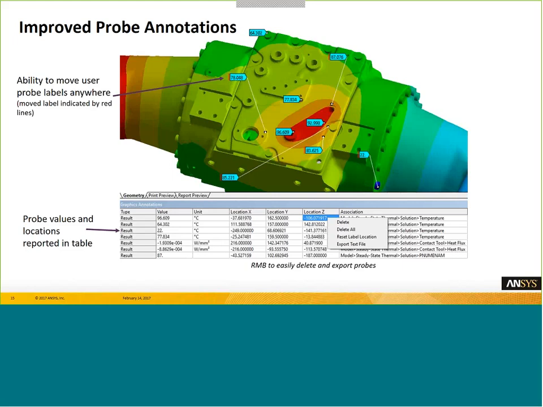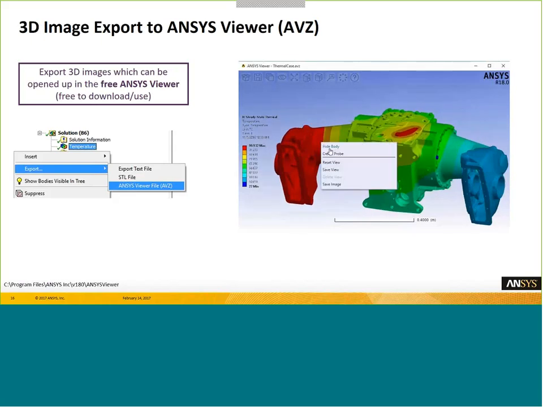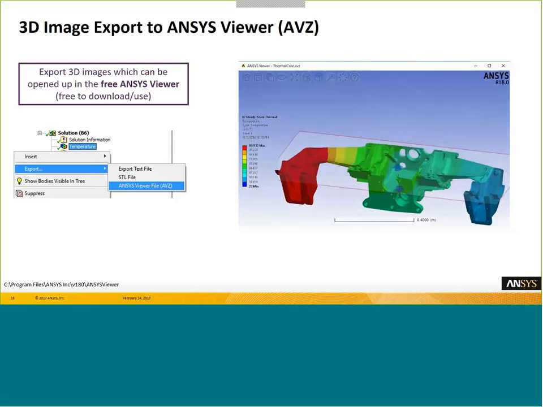Next new addition, I believe this was beta at the previous release, but it's really quite neat. This is the ability to write out something called an AVZ file, or an AVZ file if you're British like I am. This AVZ file can be exported from pretty much anywhere in the tree. We're looking at a thermal result here in the animation.